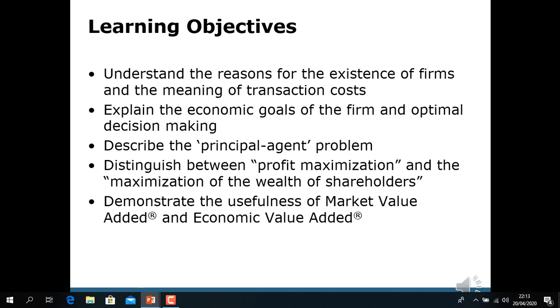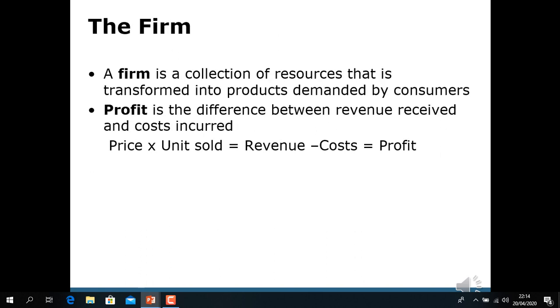Next, we will discuss the learning objectives in this time of learning as follows. Here, we will understand the reason for the existence of firms and the meaning of transaction costs. And then explain the economic goals of the firm and optimal decision making. Describe the principal agent problems. Distinguish between profit maximization and the maximization of the wealth of shareholders. And then the last one, demonstrate the usefulness of market value added and economic value added.